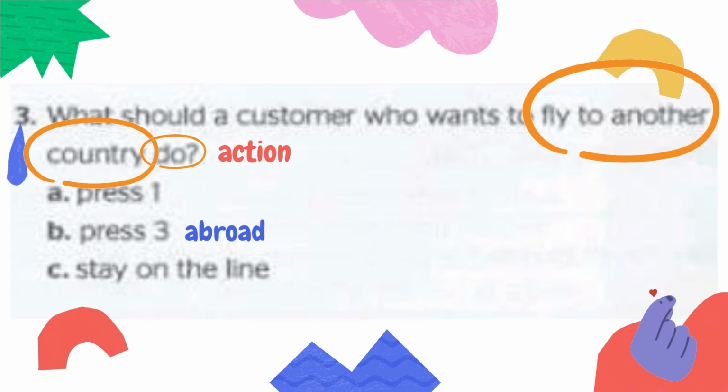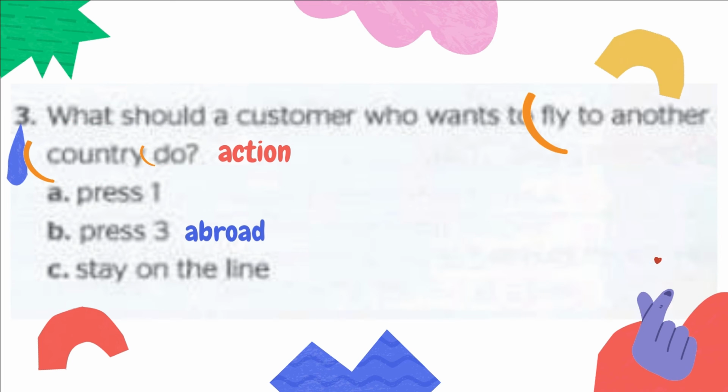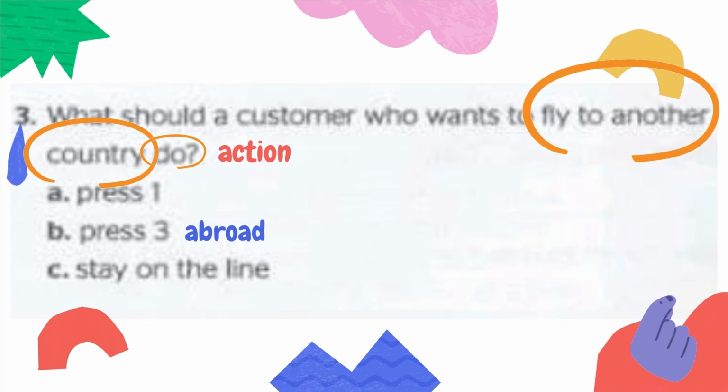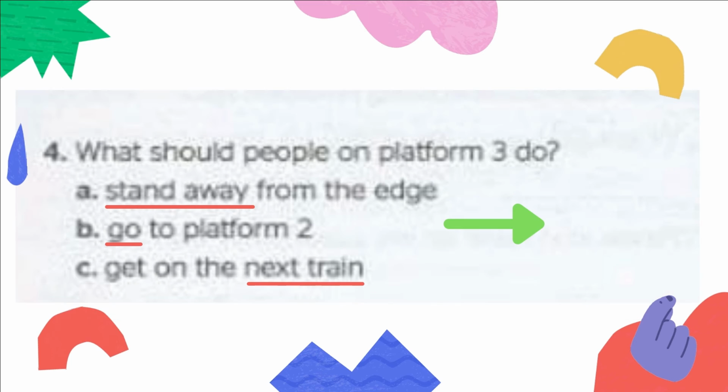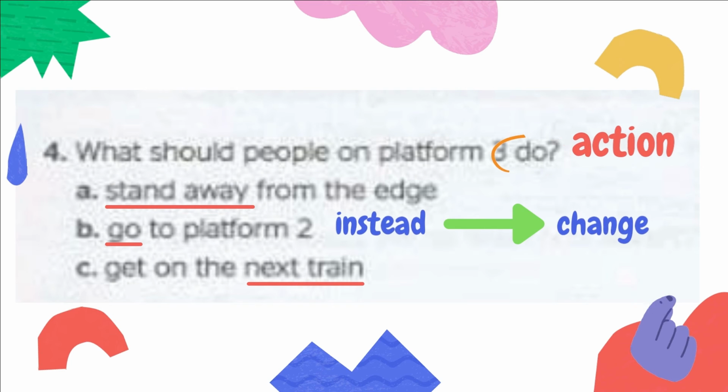This question, the main idea is fly to another country and do. So we can change the phrase fly to another country to abroad, and do is about action. So the best answer for question number 3 is B. Question 4 also asks you about action.